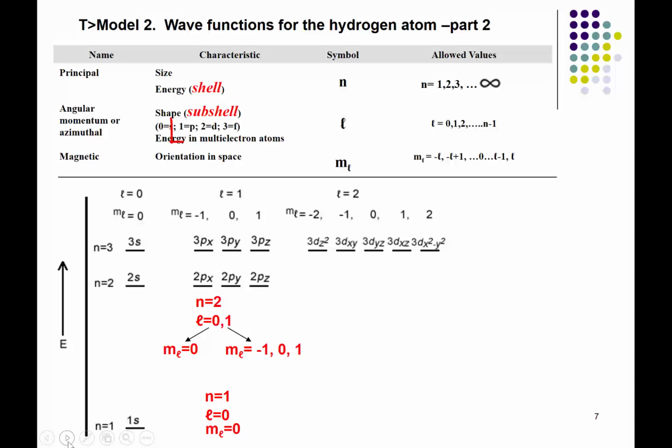Now, what does that L equal to 1 mean? Well, it means we're dealing with the p sublevel or subshell. And represented here in our diagram, we can have the p orbital oriented in the x-axis, y-axis, or the z-axis. The shape of a p orbital is different than an s orbital, and we'll show those shapes in a minute. Before we go on, though, I'd like you to start to organize this information.